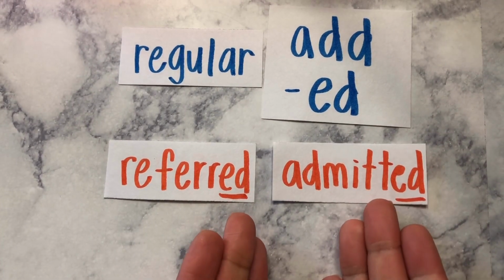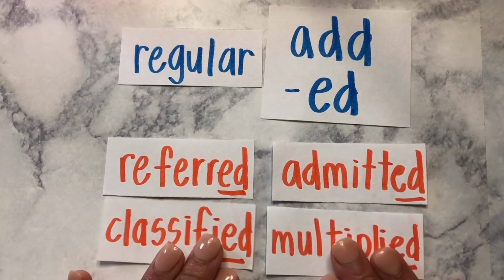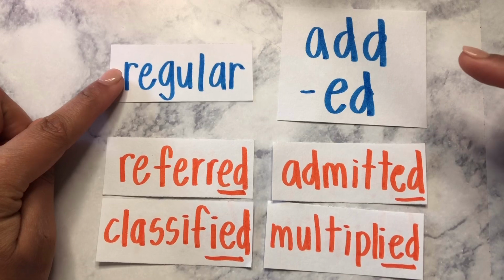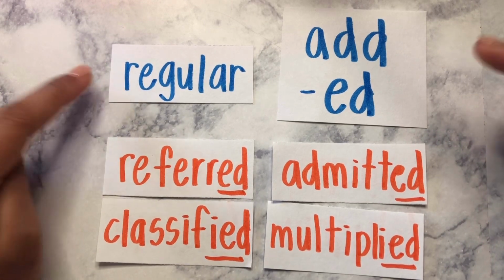This is just double consonants, while in classified and multiplied, we just changed the y. We're still adding the ed, so it still is a regular past tense verb. Just take note of that.